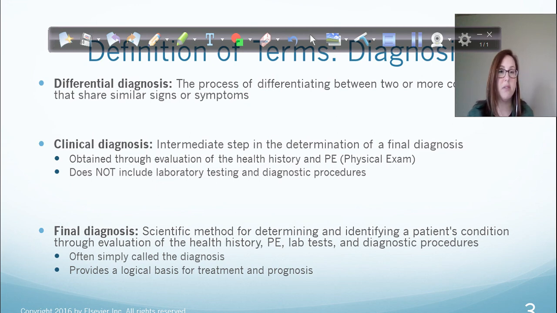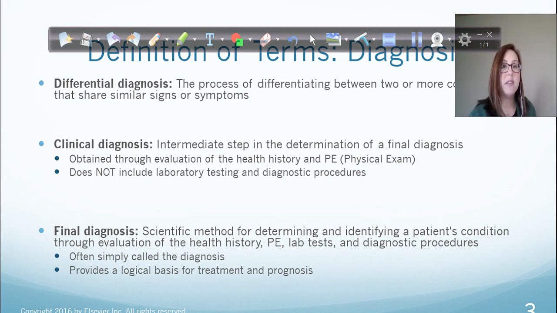So if someone comes into the office and maybe they have a sore throat, there could be lots of diagnoses that could be causing that sore throat. Do they have strep? A strep infection? Do they maybe have seasonal allergies? Mono can also present with a sore throat. So it's a way that we determine which condition is causing that sign or symptom.